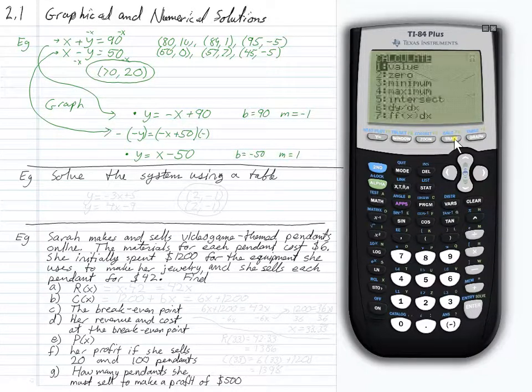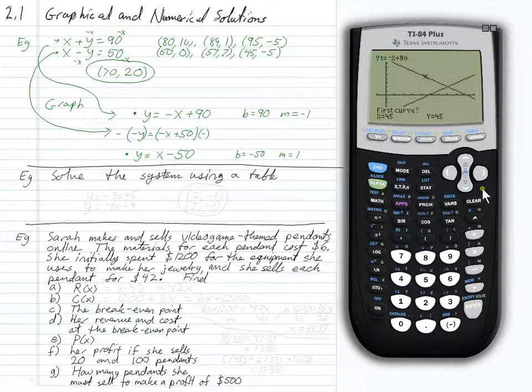So if you hit second to get the shift option ready, and then hit trace, that'll open up the calculate menu. The object, or the point that we're interested in, is the intersection of these two lines. We want to make sure they cross each other at (70, 20). So if I go to intersect and hit enter, the intersect option requires you to say which two curves you're interested in, and then to approximate where you think they intersect. Now we only have two curves to worry about, but it's still going to ask.